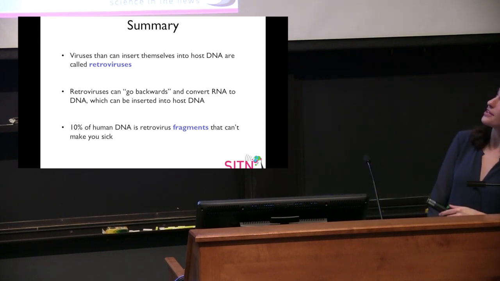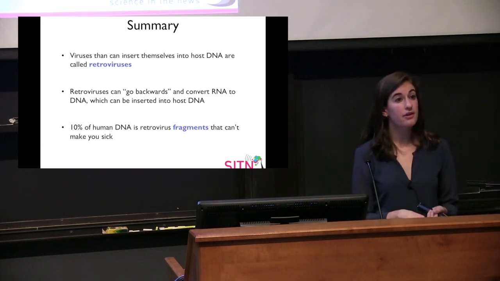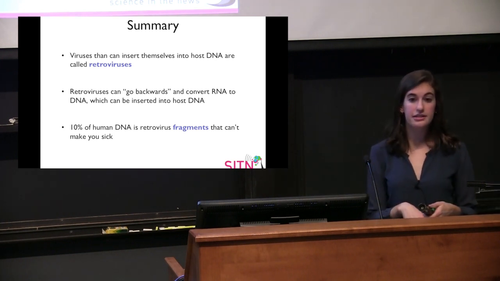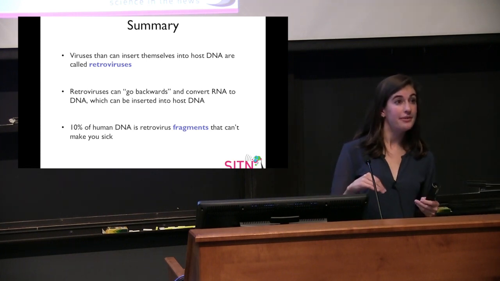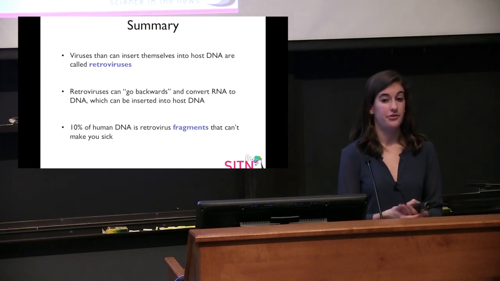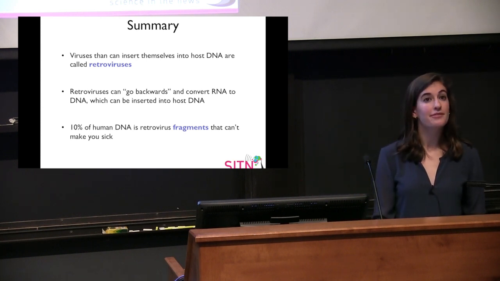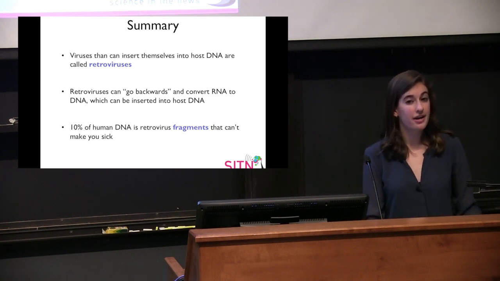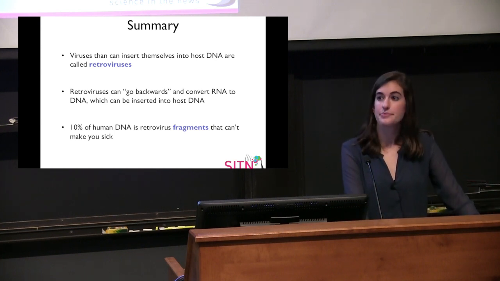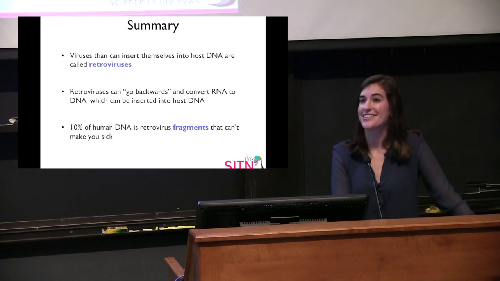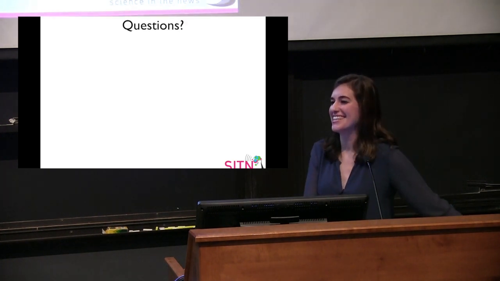So before I move into questions, just a quick summary. The viruses that can insert themselves are called retroviruses. They go backwards. They convert RNA to DNA, which is sort of the backwards of the central dogma. And the crazy thing is that 10% of the DNA in our body is actually viral. It comes from viruses at some point. So, any questions? All right, I'll start over here.